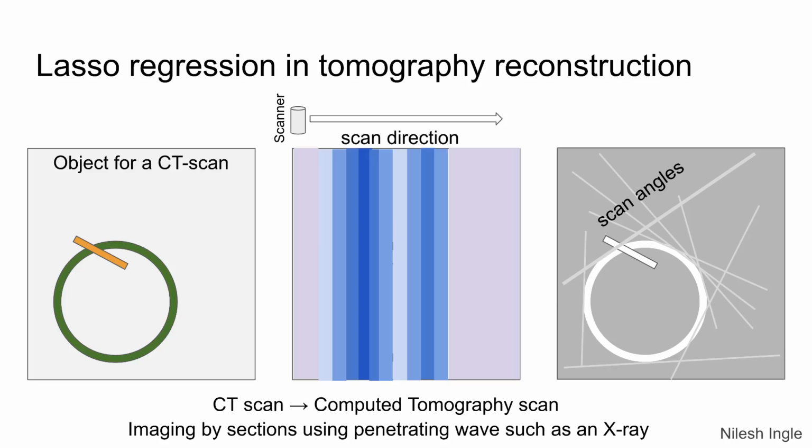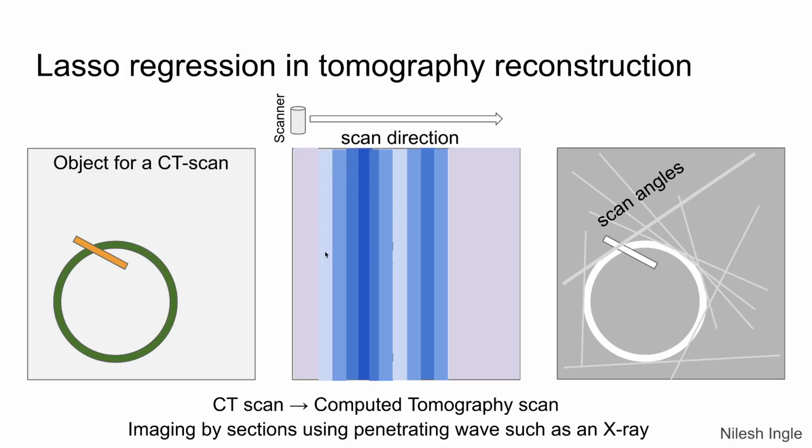Here is another example for lasso regression that's used in computed tomography. And on the left hand side, we see an object which is to be scanned using the CT scan. The CT scan, you probably already know, is computed tomography. And what tomography means is taking slices or sections of a particular object by methods using waves such as X-rays that can penetrate through the material of that object.